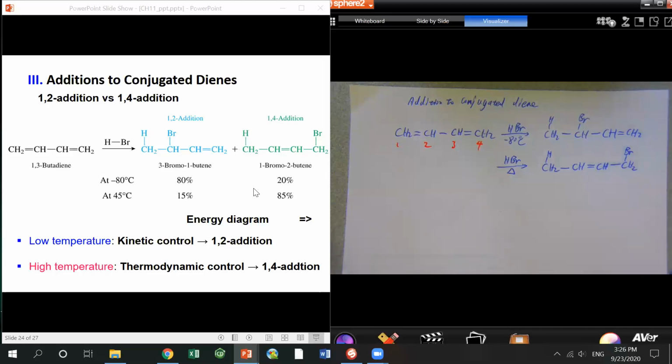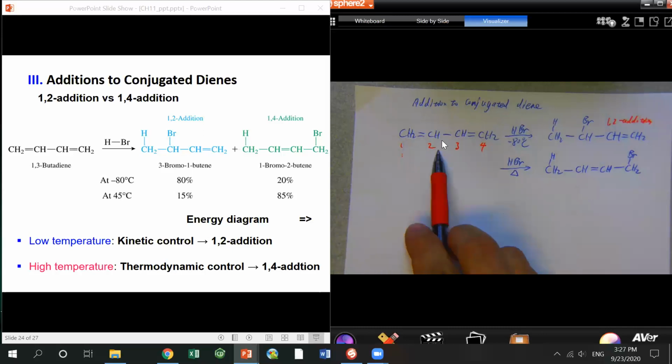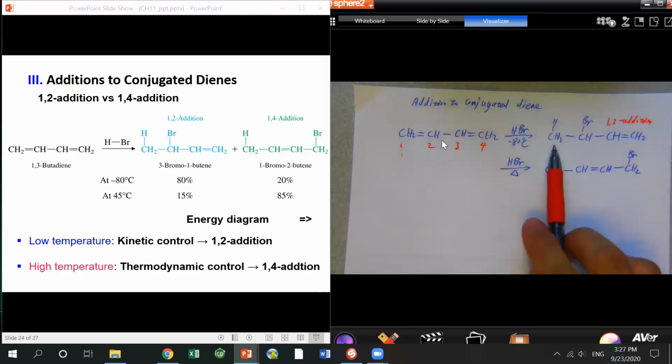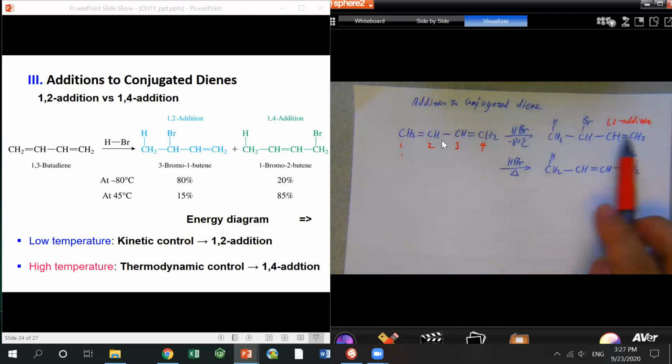Yeah, something like this, okay. And that's what I call the top one, so it's 1,2 addition. Because carbon 1 and carbon 2 pick up the HBr. And a certain kind of, you can add at 2,3 as well, because that's a symmetrical alkene, symmetrical diene. Right, and then for the bottom one, we call it 1,4 addition.